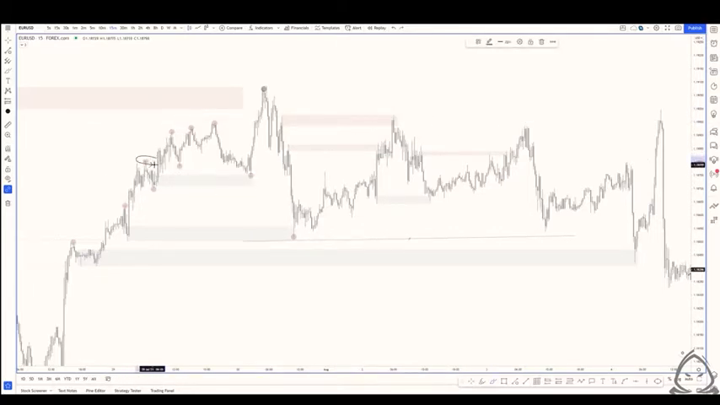Now, if we look at this area, we can see that we break swing structure once again. We create a demand zone. Price returns to that demand zone and continues moving back to the upside.